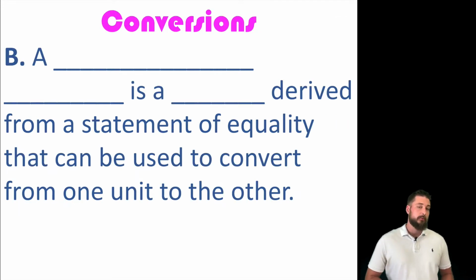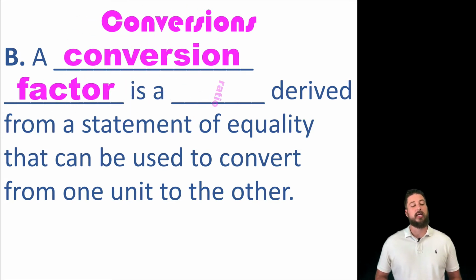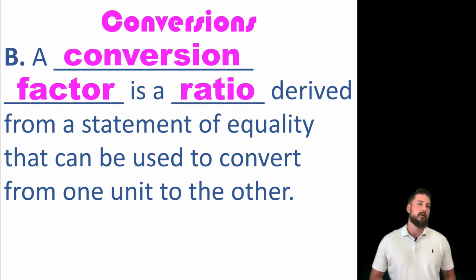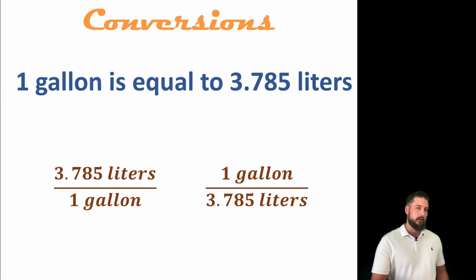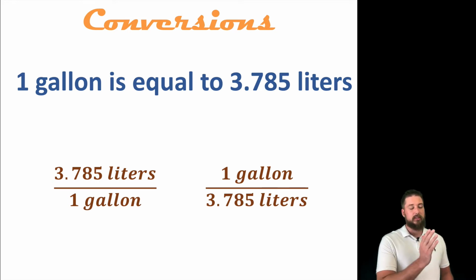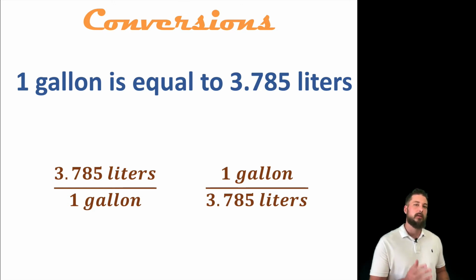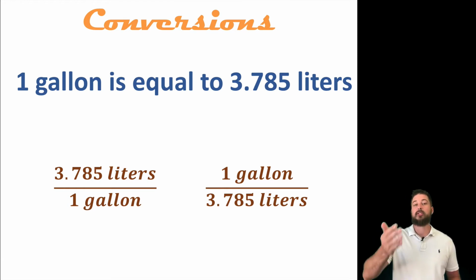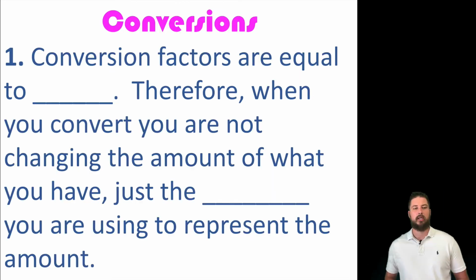The next thing that we're going to talk about is a conversion factor. A conversion factor is a ratio that is derived from the statement of equality that we will use to convert between units. Now here is an example of a conversion factor. Notice how there's 2. We take the statement of equality, 1 gallon is equal to 3.785 liters, and then we can make a conversion factor which shows the ratio. So we know that 3.785 liters is equivalent to 1 gallon, and that 1 gallon is equivalent to 3.785 liters.